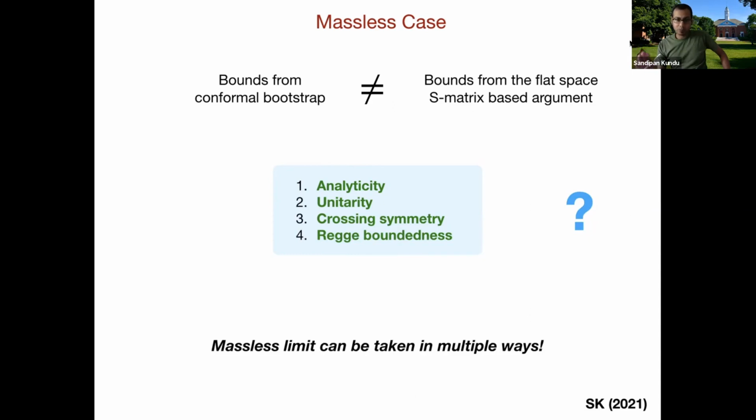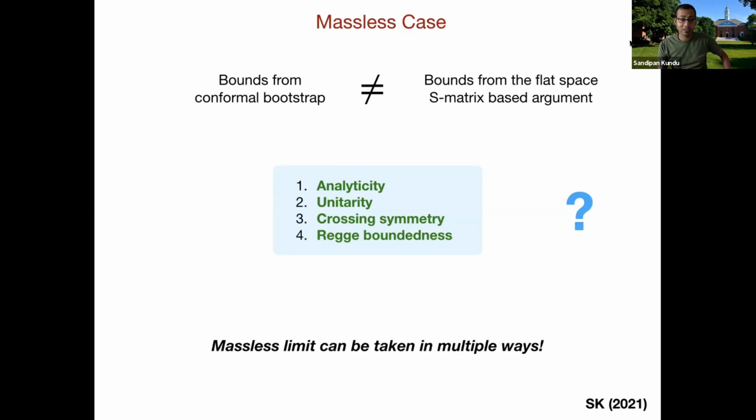Obviously, it's always possible that there might be some more sophisticated CFT argument that gives you stronger bounds which match the flat space bound. That can happen, but other than that, there is a very important difference between the flat space result and the CFT result.